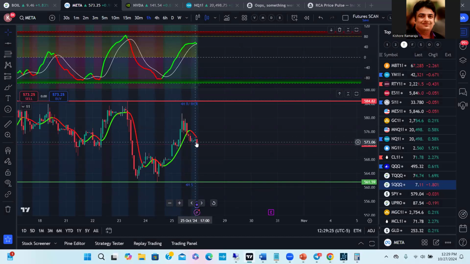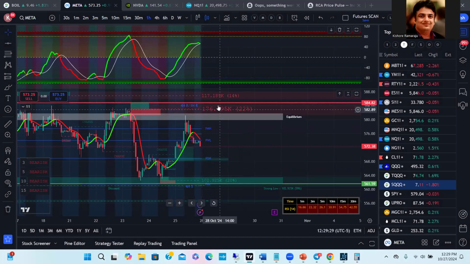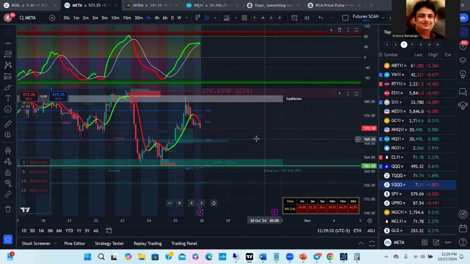So Meta is also looking bearish as of now. So we had a 176,000 sell order block. Went all the way. Again, it may come all the way to 561 before it bounces back. As of now, it is completely red. So it will come here, touch it, and then start moving up.